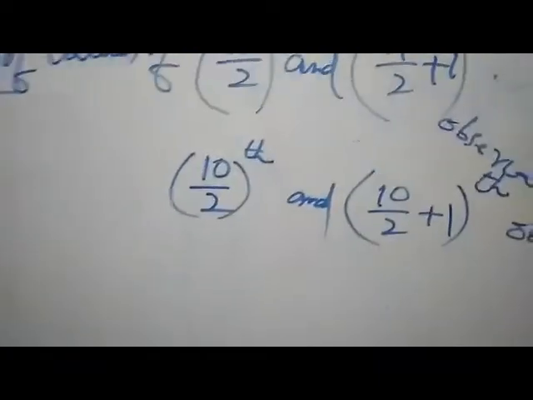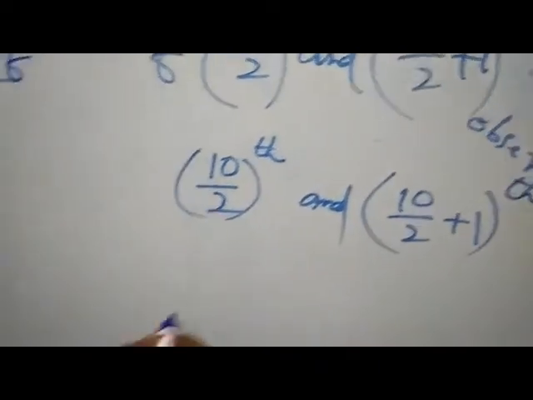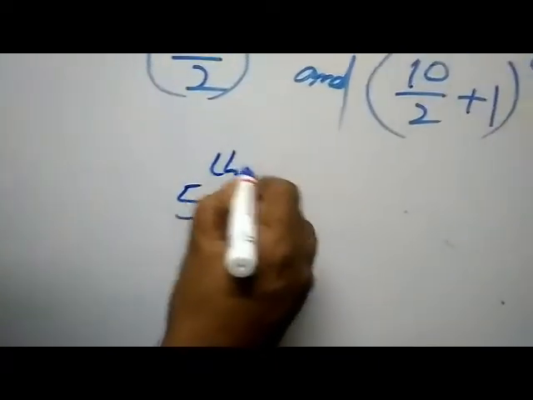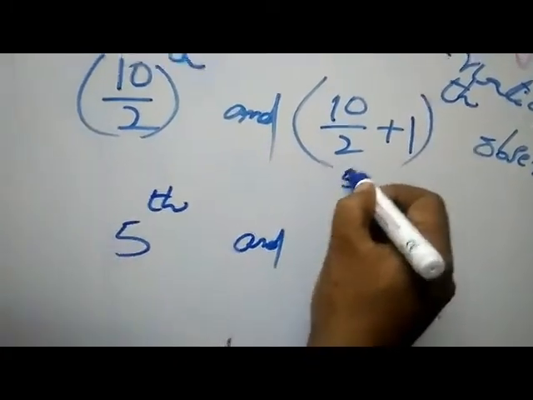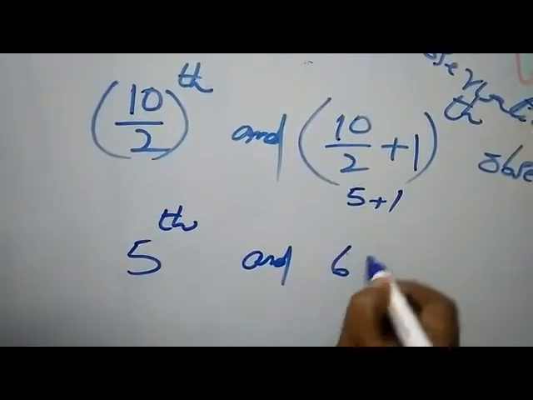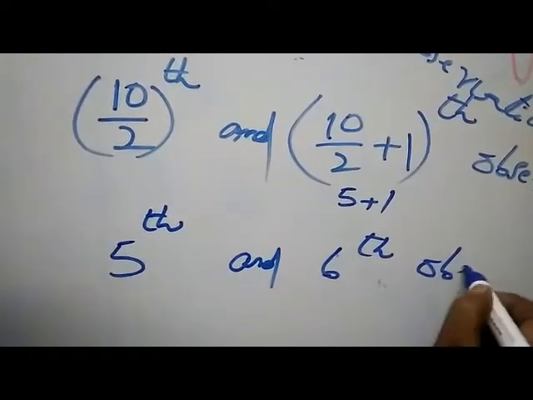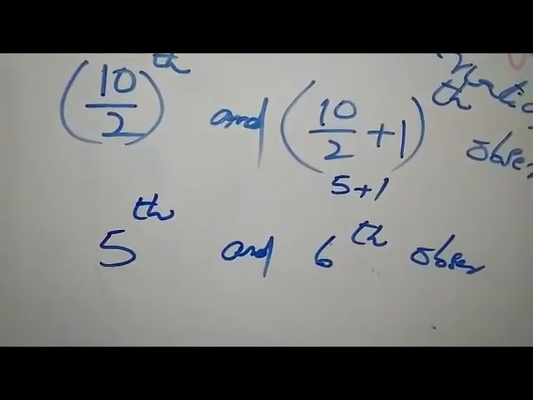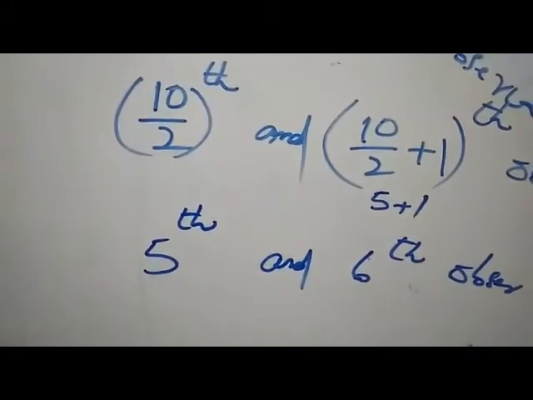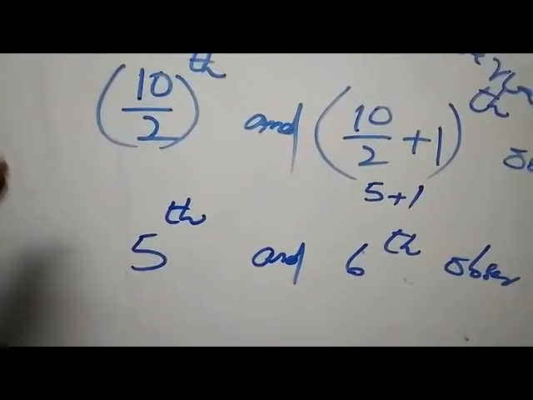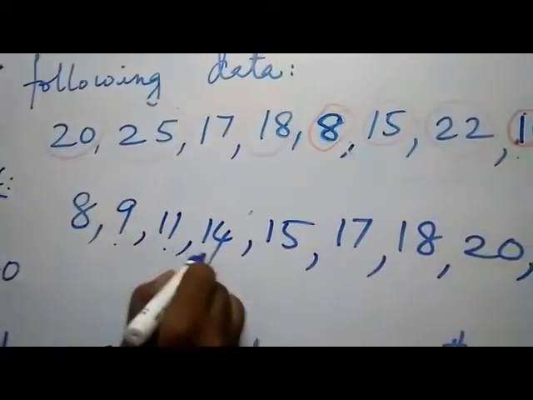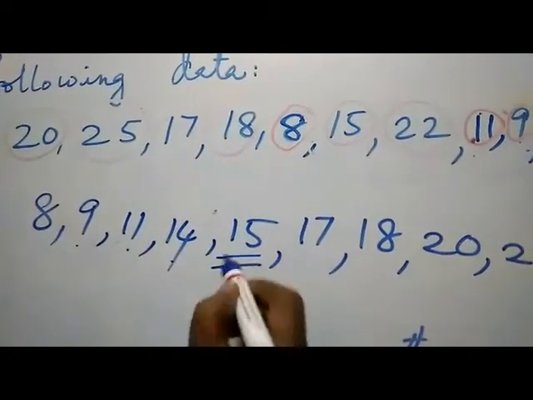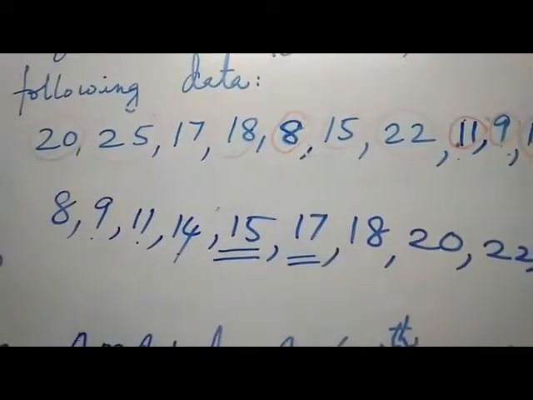10 by 2th observation, in the sense, here 5th observation, and 10 by 2 plus 1. 10 by 2 is nothing but 5. 5 plus 1, 6th observation. So finally, median is equal to the AM of the values of 5th and 6th observations. What is 5th observation? 1, 2, 3, 4, 5. This is 5th observation. This is 6th observation.